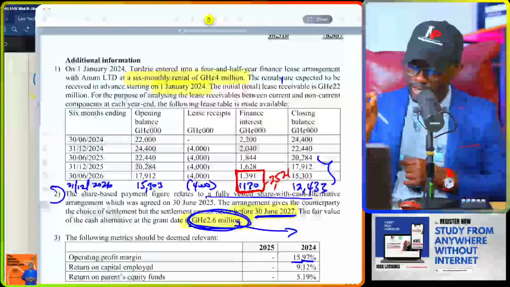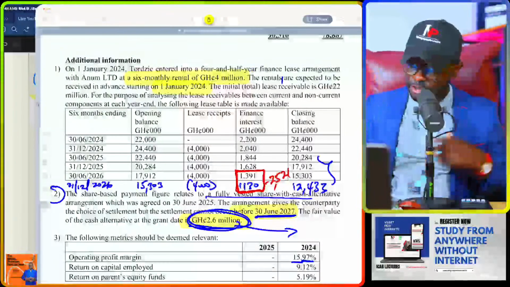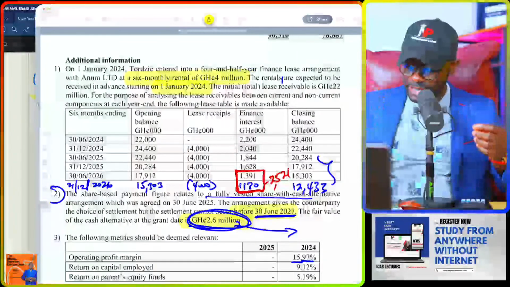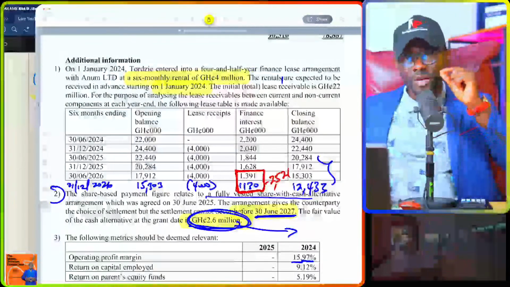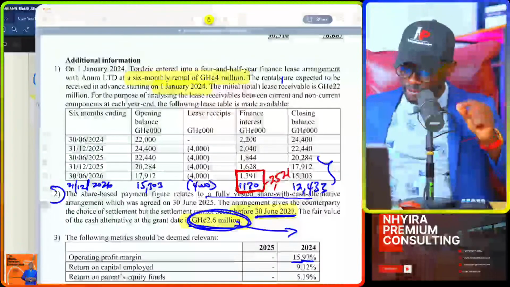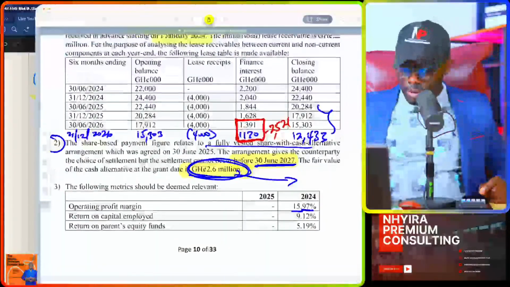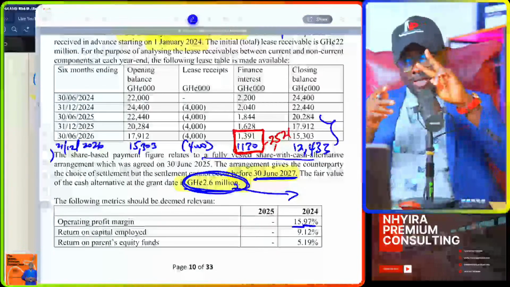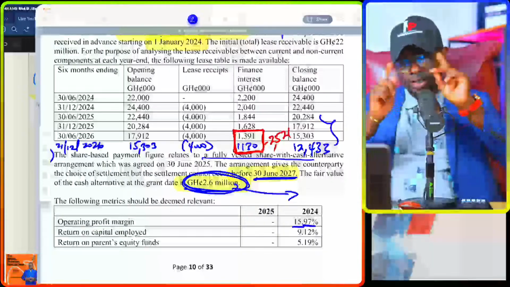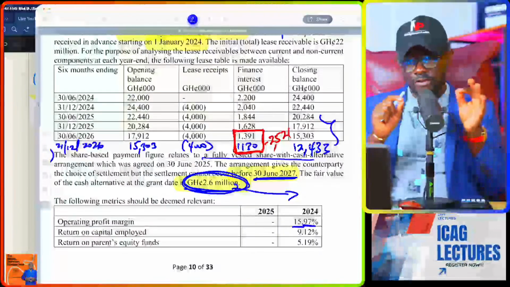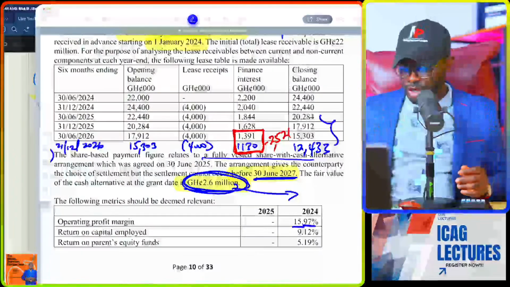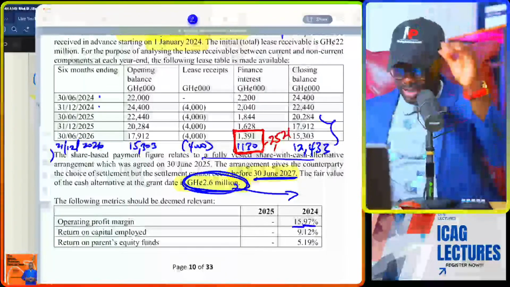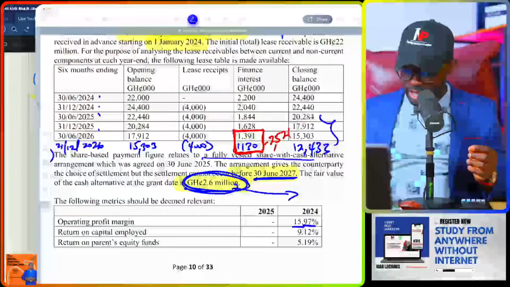For the purpose of analyzing the lease receivables between current and non-current components at the year end, the following lease table is made available. So we were given the lease table. You see they are receiving the money biannually, so every year we have to work for two periods. 2024 has been done already; it is in the previous year's financial statement. We see 2025 also coming up.